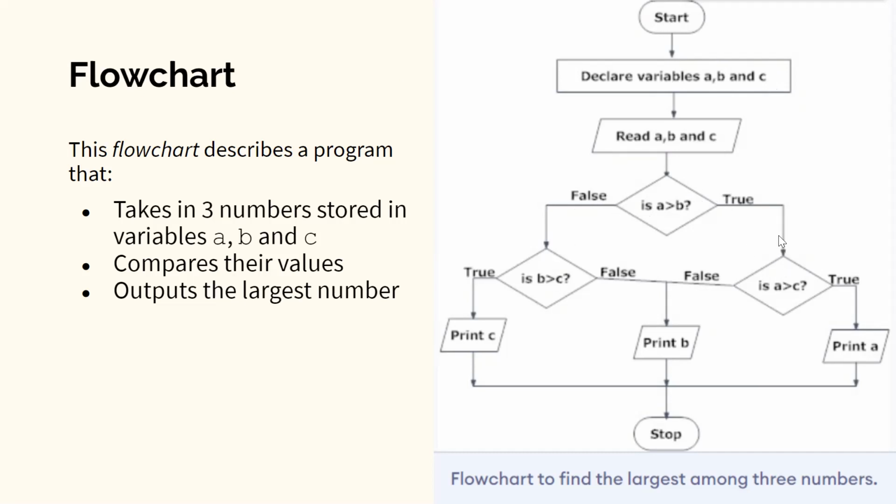If it is true, then I can go this way, and still I have my second condition here to compare my value. Is A greater than C? If still yes, which means if still true, I can go this way. And here I get my output A. Clearly A is greater than B, greater than C, so it is the largest one.